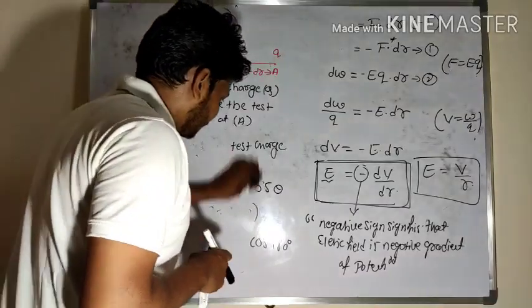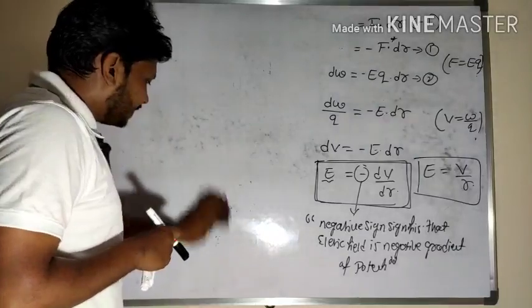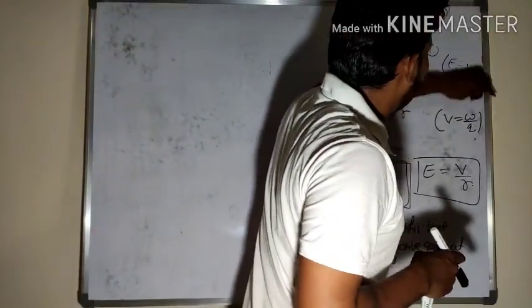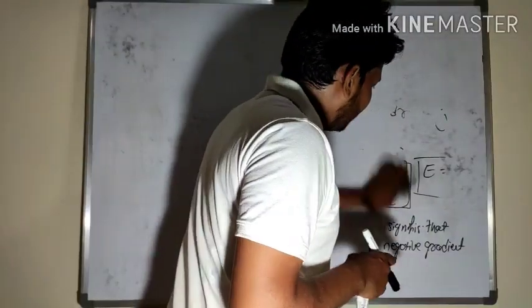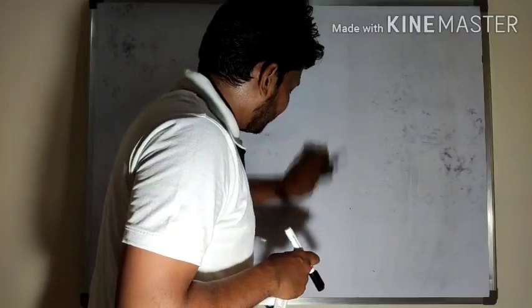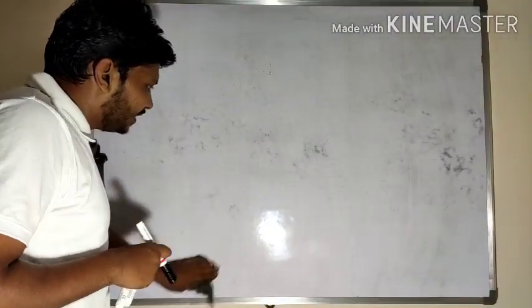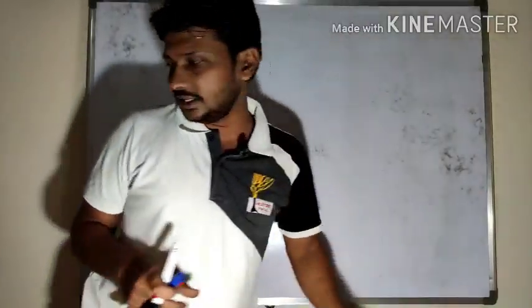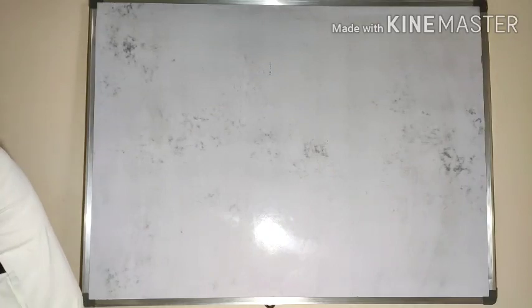Hope you are understanding these things. So in case of field and potential, E is equal to minus of dV by dr here. Here the negative sign signifies that the direction of electric field is along the direction of decreasing potential, or electric field is negative gradient of potential, we will consider. So let me solve some numericals on potential here.